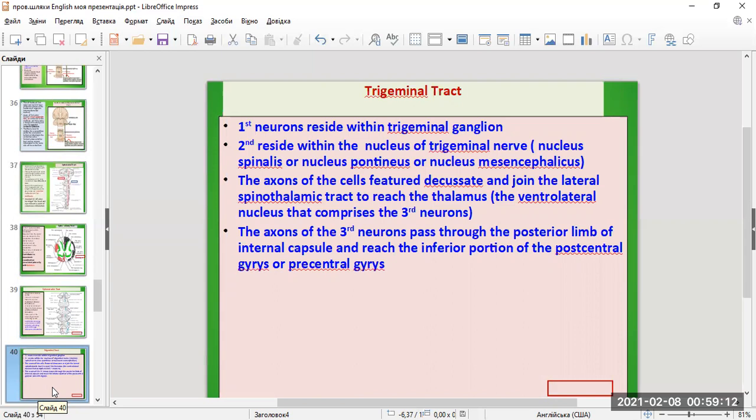Trigeminal tract. First neuron resides within trigeminal ganglion. Second neuron resides within the nuclei of the trigeminal nerve: nucleus spinalis, nucleus pontinus, or nucleus mesencephalicus. The axons of the cells decussate and join the lateral spinothalamic tract to reach the thalamus, the ventrolateral nucleus. It comprises third neurons. The axons of the third neurons pass through the posterior limb of internal capsule and reach the inferior portion of the postcentral gyrus or precentral gyrus.